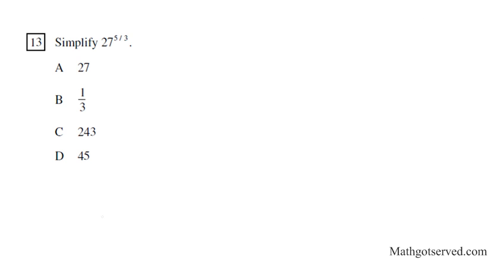Alright, moving right along. Number 13, simplify 27 raised to the 5/3 power. This is a rational exponent problem. To do that, we can express this as a power, and then use the power of a power property to simplify. So let's express 27 as a power. Let's decompose it completely into its prime factors.